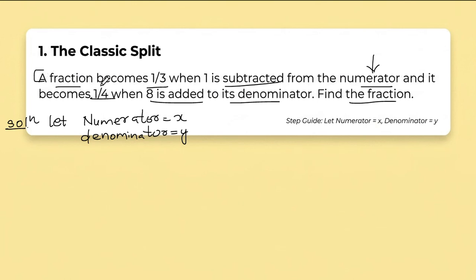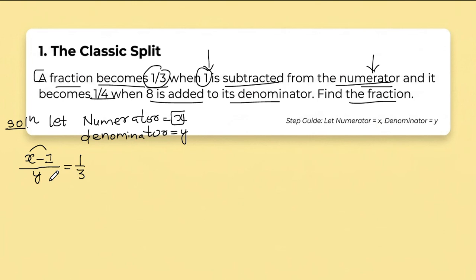Now look at the first condition. The fraction becomes, and becomes means is equal to, so we write is equal to 1 upon 3. It becomes 1 upon 3 when 1 is subtracted from the numerator. The numerator is x, so from x we subtract 1 and get x minus 1, upon y. There is no change in the denominator y, it is as it is. Only in the numerator we subtracted 1, and we are getting the fraction 1 upon 3. So the first condition is x minus 1 upon y is equal to 1 upon 3.